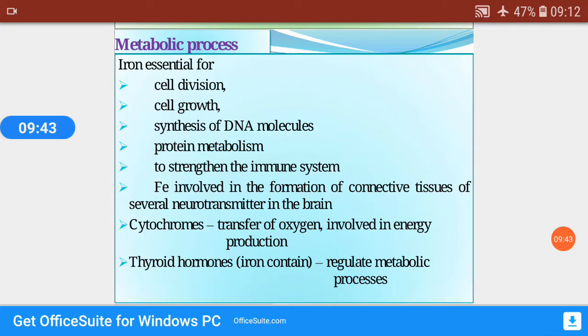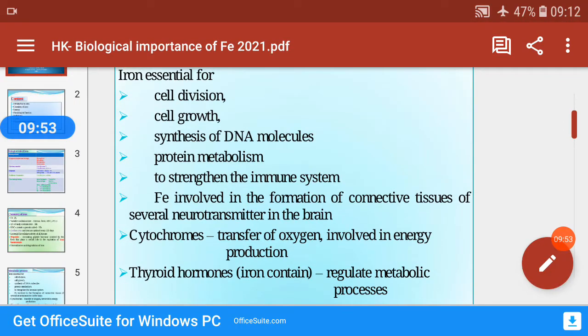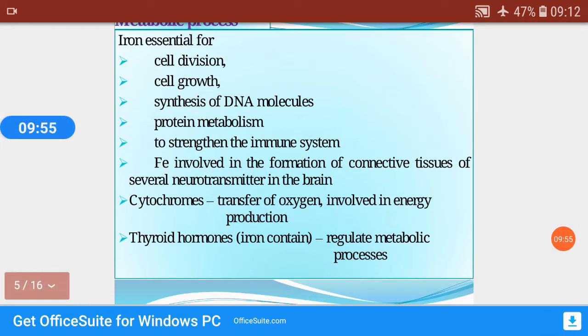Okay, next is thyroid hormones, which also contain iron and regulate the metabolic processes. Okay, so these are the major metabolic processes that are involved by using the essential nutrient, that is iron element. So not as directly, but in the form of complexes or in the form of proteins. So they assist in different physiological function maintenance.